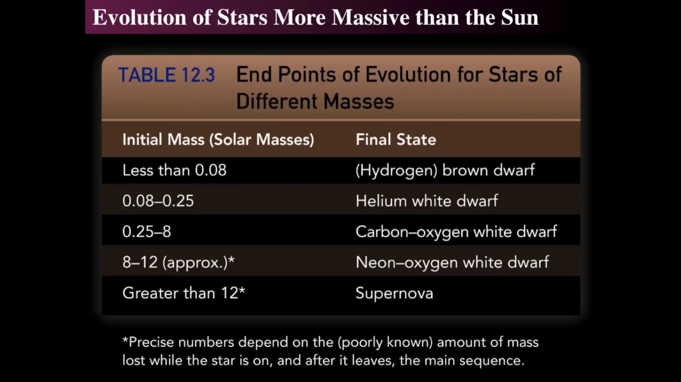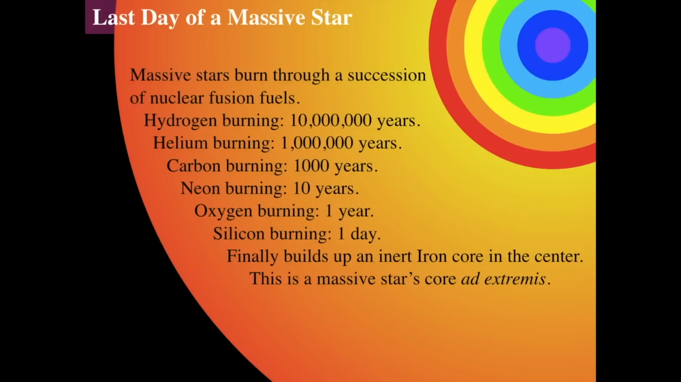A supernova doesn't produce a planetary nebula or a white dwarf. It produces something completely different. So let's see what that looks like. Last time we talked about the last days of a supermassive star, and where we ended was that massive stars go through these stages in huge, fast burning.